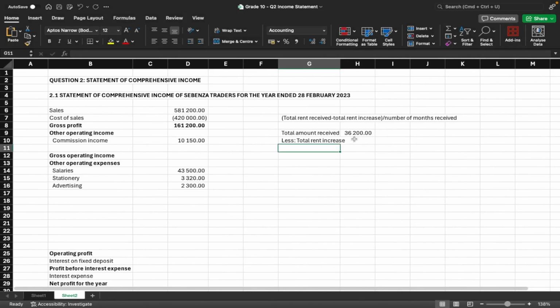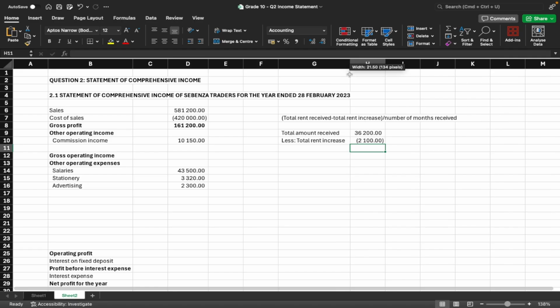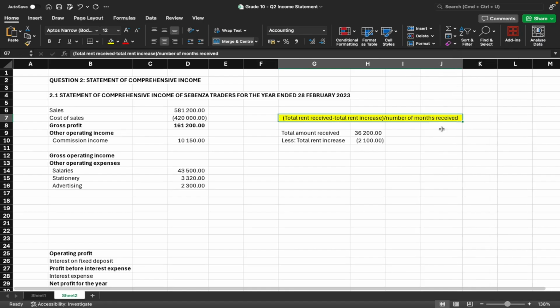Okay, so I need to take my 300 rand times 7 months, and I put it as a negative. Okay, so I know my total rent increase. Okay, so don't get lost. What are we trying to calculate here? We're trying to calculate the rent for 1 month, and here's the formula that I just gave you here. So total rent received minus the total rent increase, which we have just calculated, and then we divide that by the number of months received, and you'll see how just now.